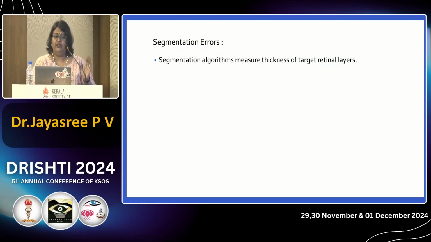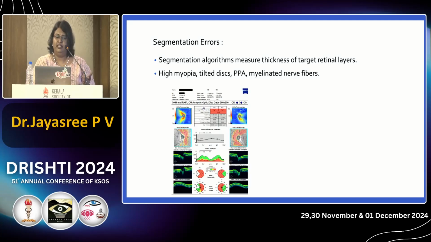Segmentation errors. When the system algorithm measures the thickness of the target retinal layers, if a problem happens in measuring the thickness of the layers, as in high myopia, tilting of the disc, peripapillary atrophy, myelinated nerve fibers, then again errors happen and the red areas are highlighted.